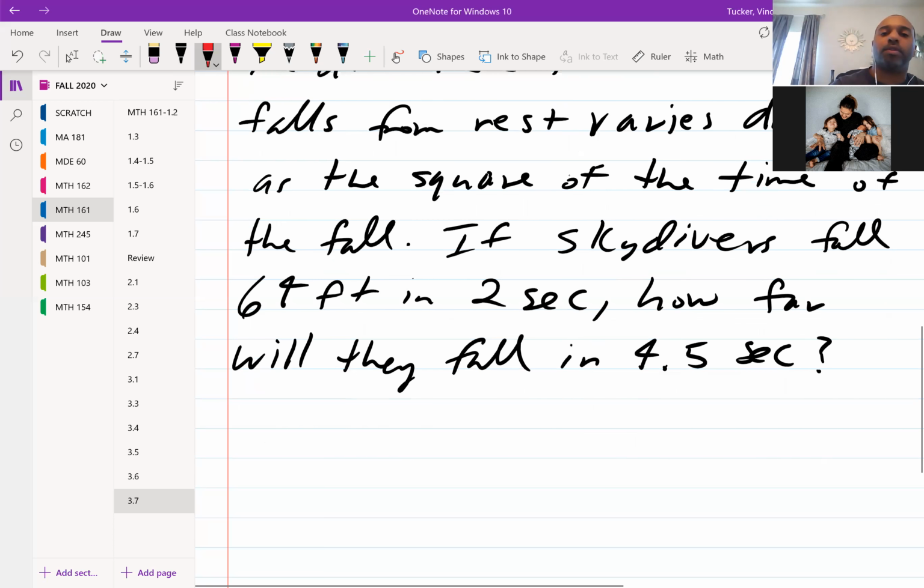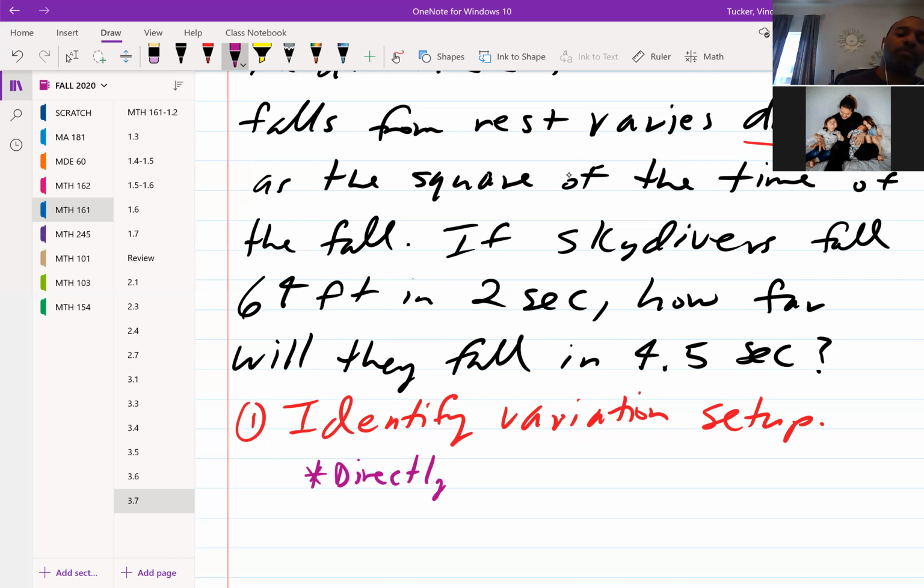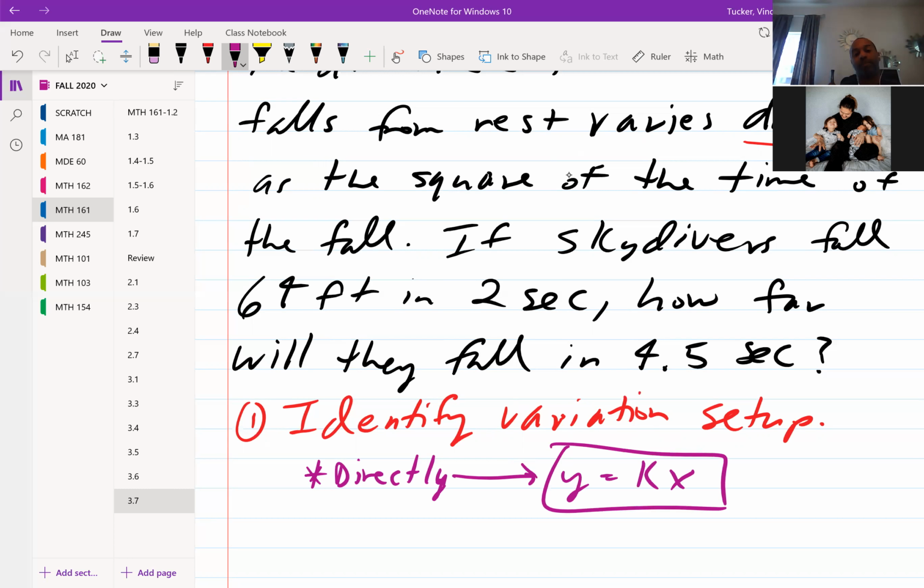All right. So first step, identify the keyword setup. So you want to identify the variation setup. Here it is directly. So the keyword here is directly. So it's letting us know how we're going to set up our equation or our formula. So we know we're going to use this format because it's directly.